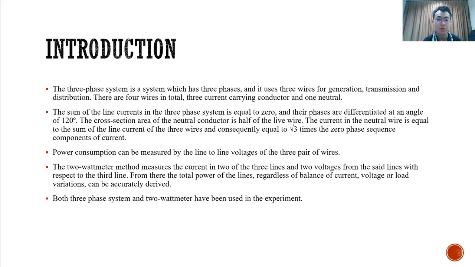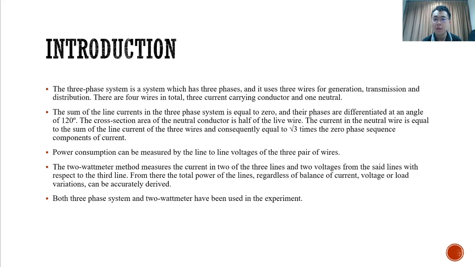In the introduction, the three-phase system is a system which has 3 phases and it uses 3 wires for generation, transmission, and distribution. There are 4 wires in total, with the other one being the neutral wire. The sum of the line currents in the three-phase system is equal to 0 and their phases are differentiated at an angle of 120 degrees. The cross-sectional area of the neutral conductor is half of the live wire. The current in the neutral wire is equal to the sum of the line currents of the 3 wires and consequently equal to the square root of 3 times the zero phase sequence components of current.